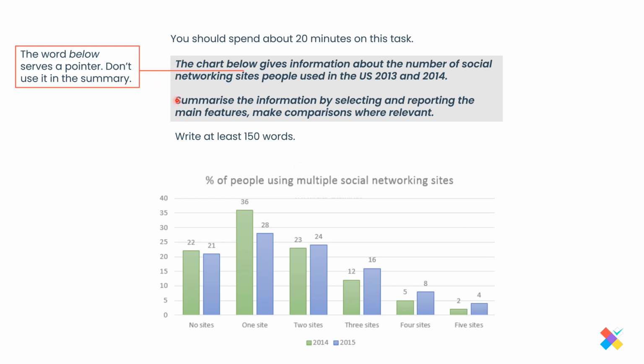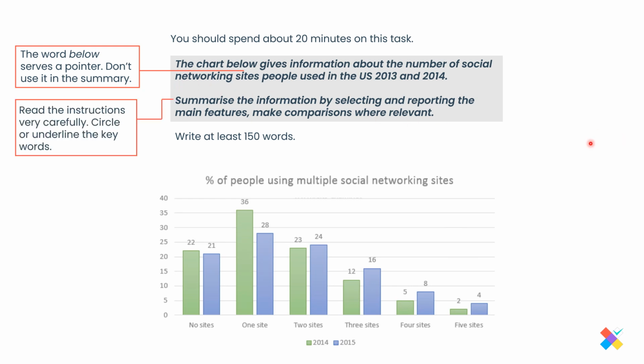You have the question. The chart below gives information about the number of social networking sites people use, and then you also have the instruction which you have to use very carefully. It's very important for you to circle or underline the keywords. You should be spending around 2 to 3 minutes doing this, reading the question very carefully. Remember that the word below serves as a pointer. You don't have to use it in your summary. And then you have to read the instructions to see exactly what you have to do.